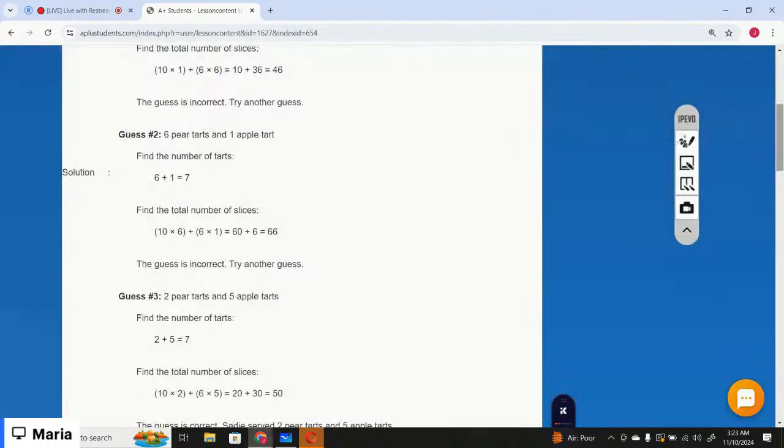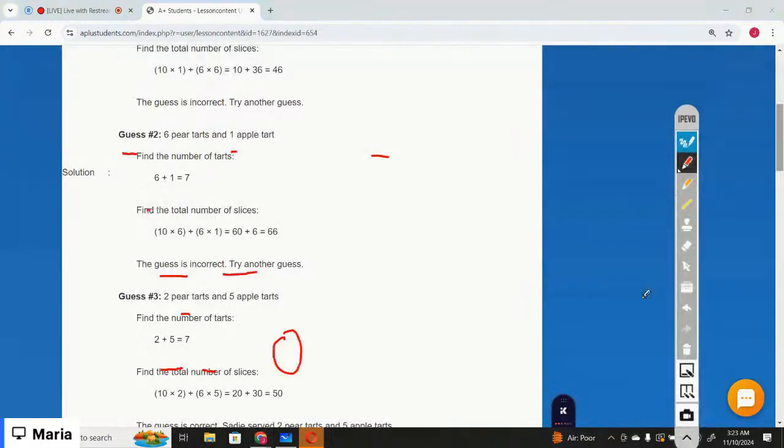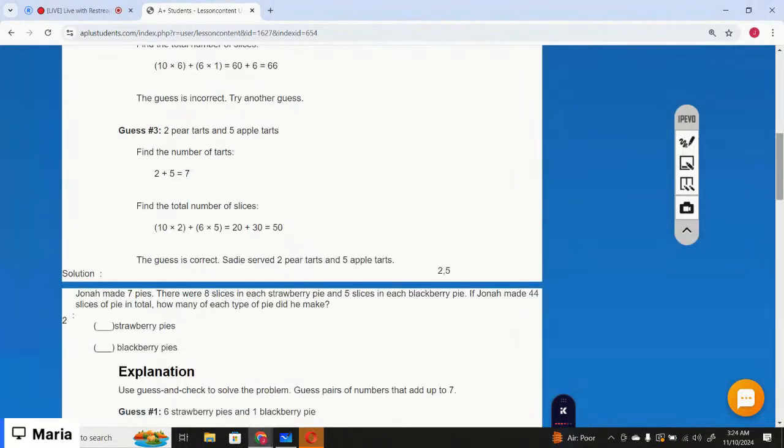The other one is you have 6 pear tarts and 1 apple tart. So multiply 6 times 10 and 6 times 1. When you add, they make 66. This also isn't the correct option. You need to find a combination that makes 50. So 2 pear tarts and 5 apple tarts. So 2 plus 5 equals 7 tarts. So 10 times 2 plus 6 times 5 makes 50. That means Sadie served 2 pear tarts and 5 apple tarts. Got it?